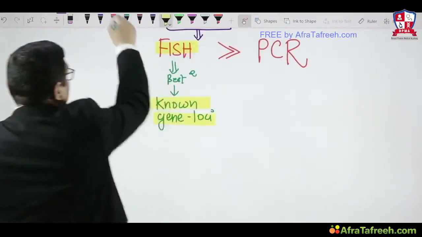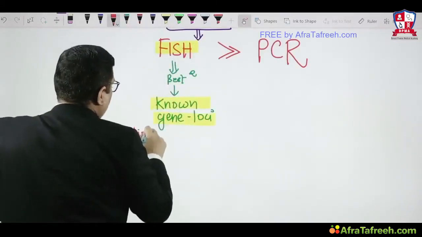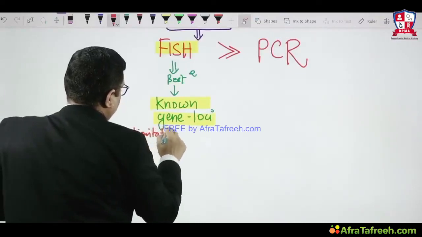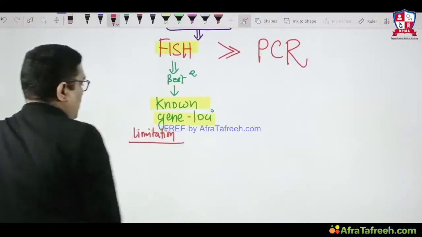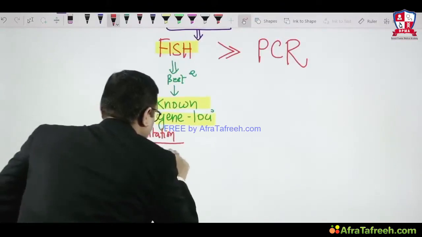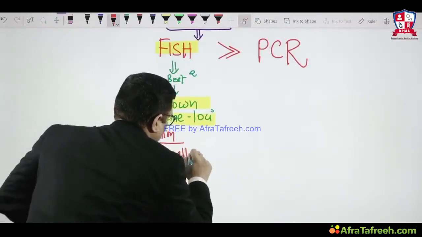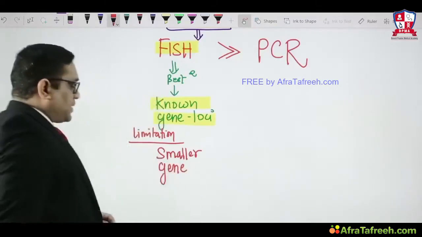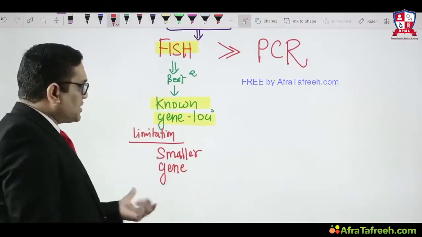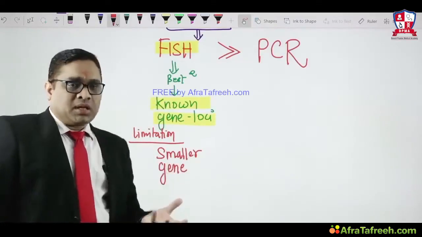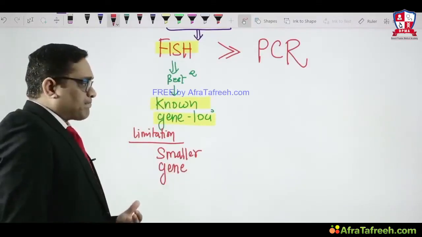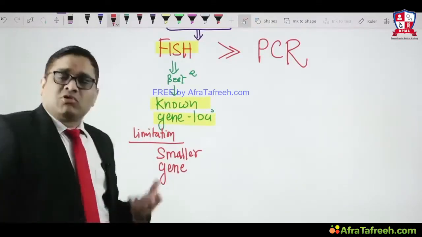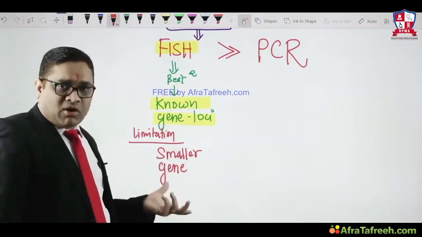Now see the limitation of FISH. FISH also has a limitation: it cannot detect a smaller gene. That is the problem with FISH. So point mutations cannot be detected by FISH because they are smaller gene mutations.